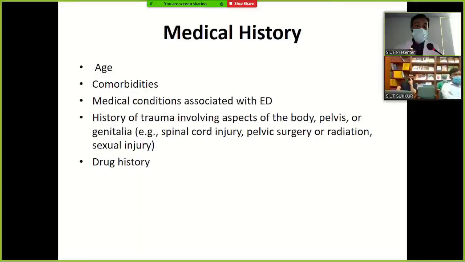In medical history, age should be asked, along with comorbidities, common medical conditions such as dyslipidemia, neurological disease and thyroid disease history, and history of trauma involving aspects of the body, pelvis or genitalia, for example spinal cord injury, pelvic surgery, radiation, sexual injury, and drug history.